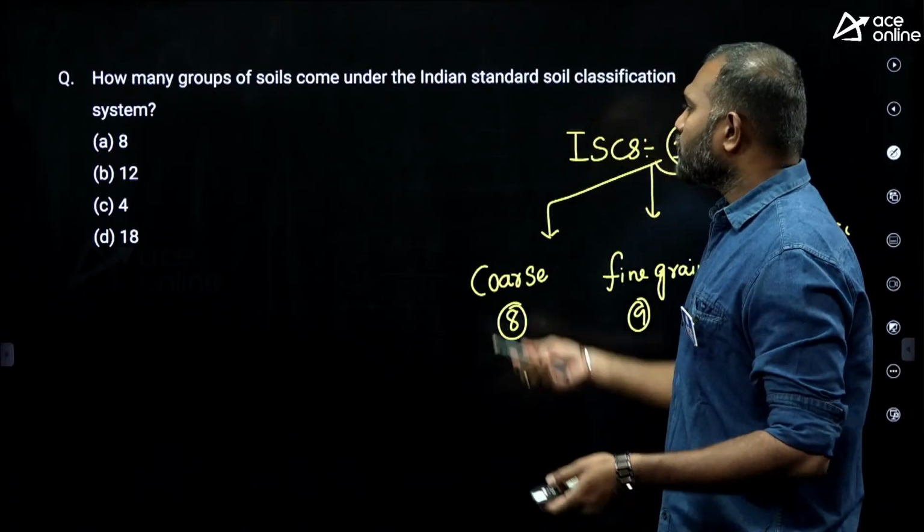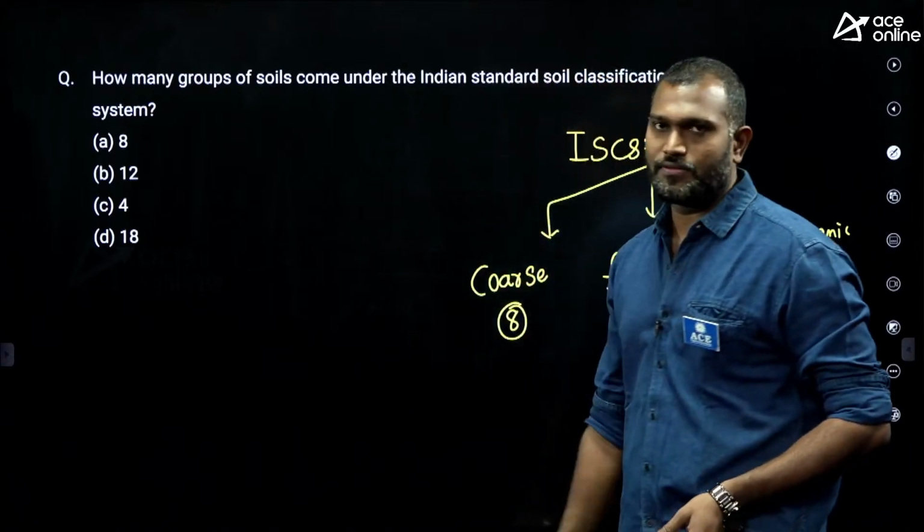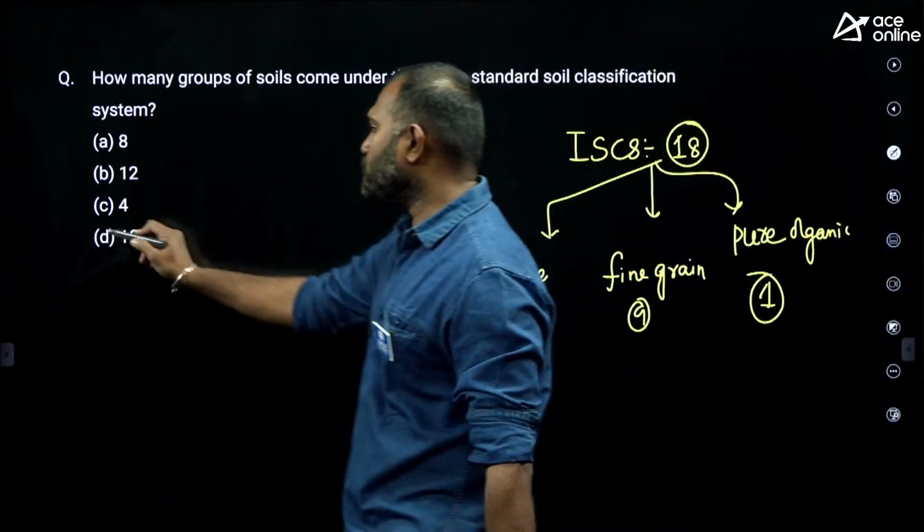Okay. So now let's come to the point. How many groups of soils come under the Indian Standard Soil Classification System? It is 18. So the correct answer is option D.